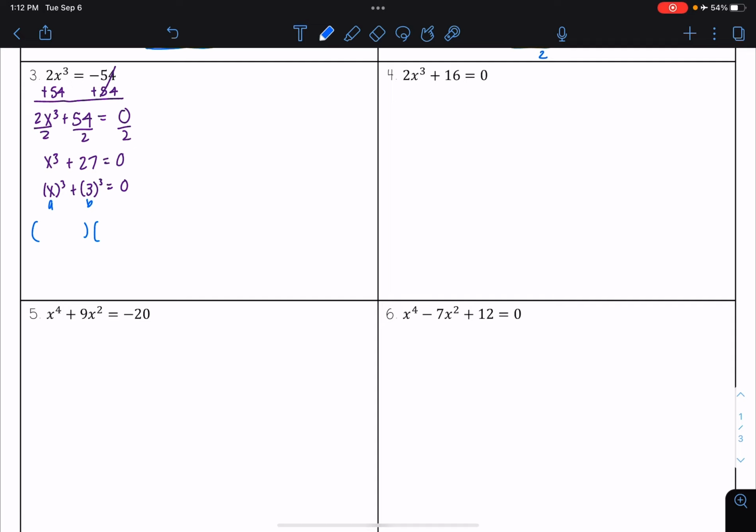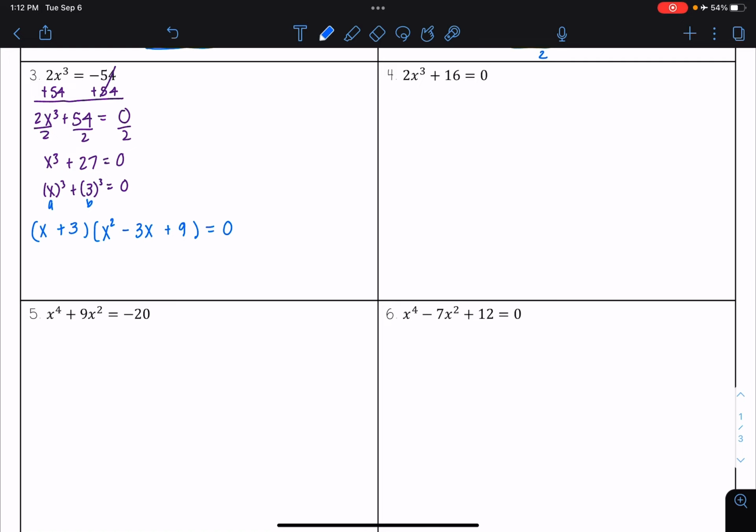And so now I can put this in my factored form. So remember, I have SOAP: same sign, opposite, always positive. I have a plus b, so x plus 3. And then a squared, so x squared. And then my last term is going to be b squared, so 3 squared, which is 9. And then a times b in the middle.